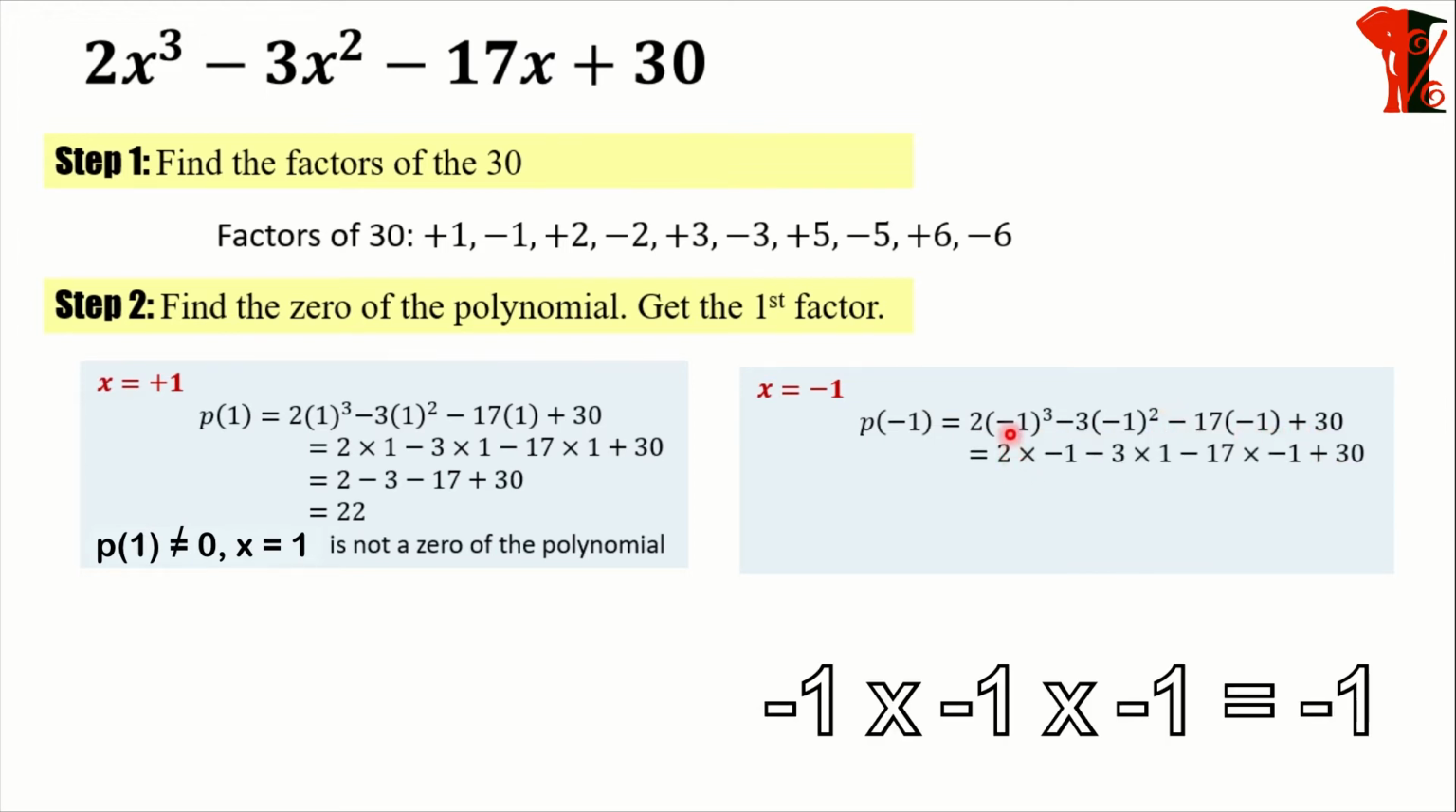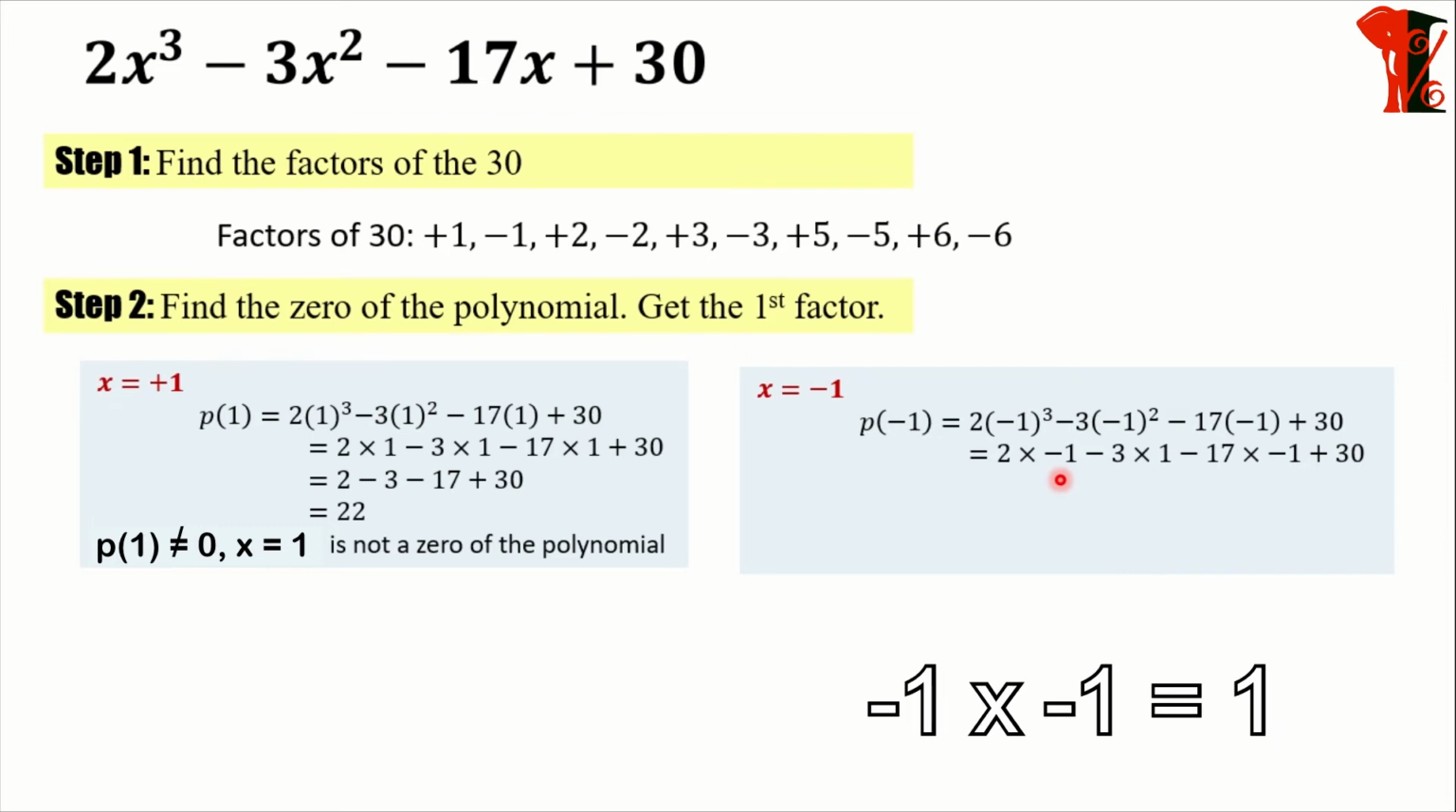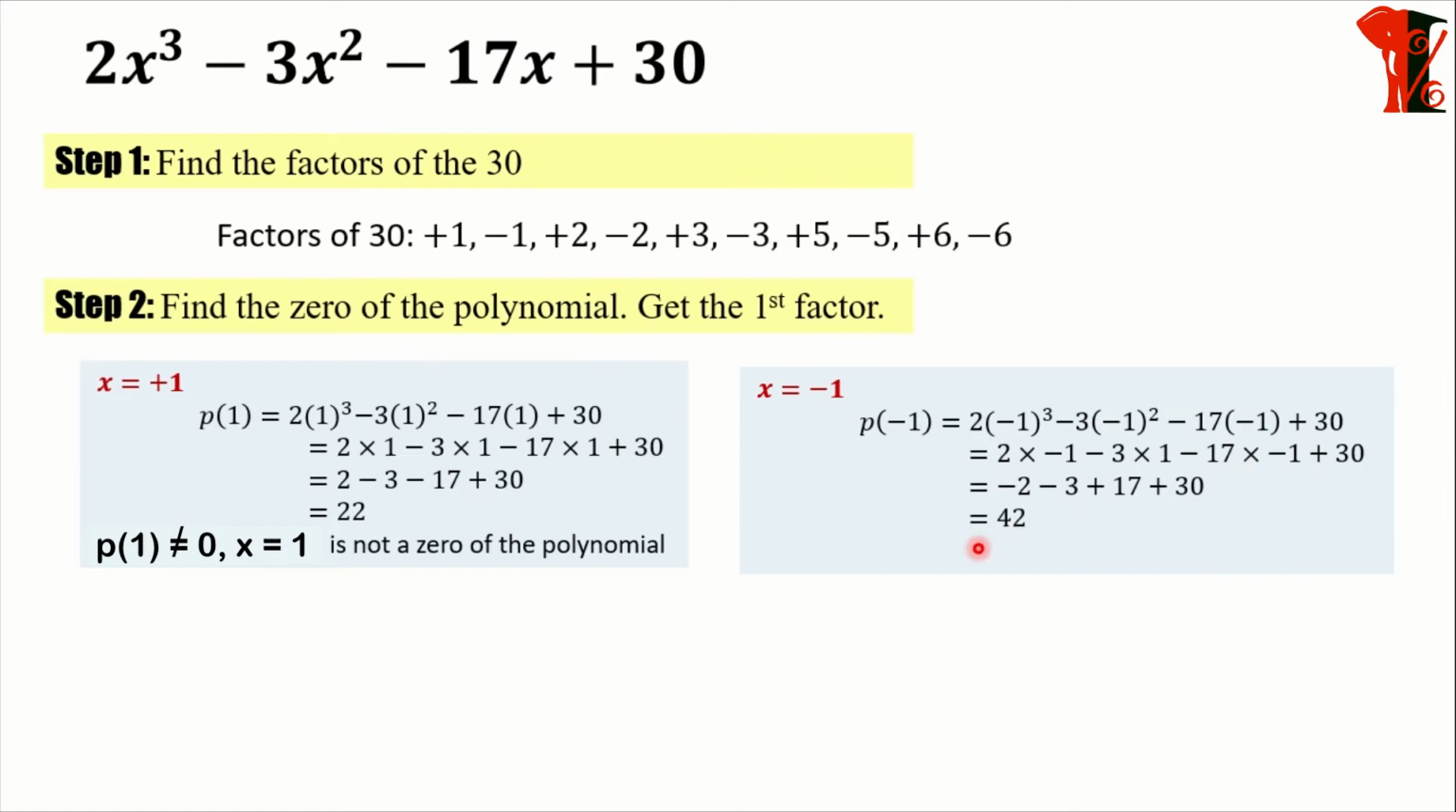As per this, minus 1 when you multiply 3 times, you will get minus 1 only. Minus 1 into minus 1 is plus 1. Plus 1 into minus 1 is minus 1 only. Same way, minus 1 square will give you plus 1. And here 17 into minus 1 as it is. Then plus 30. So next step we will get 2 into minus 1 is minus 2, minus 3 into 1 is minus 3, minus 17 into minus 1 is plus 17, and plus 30. The final answer for this is 42. So again, P of minus 1 is not equal to 0. So x is equal to minus 1 is not a zero of the polynomial.